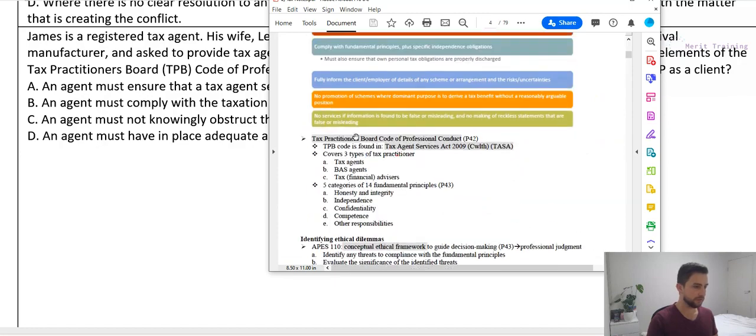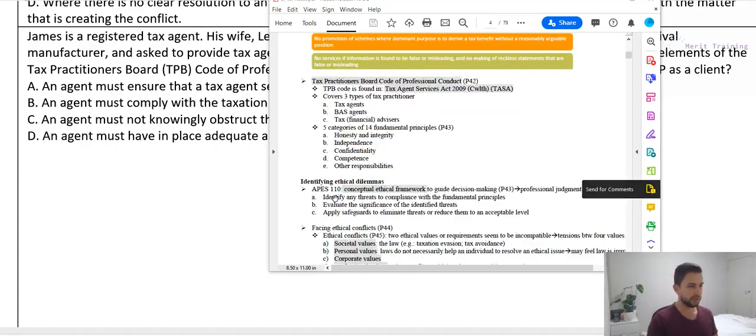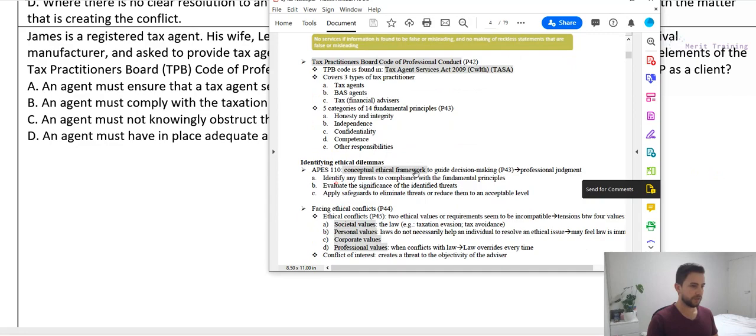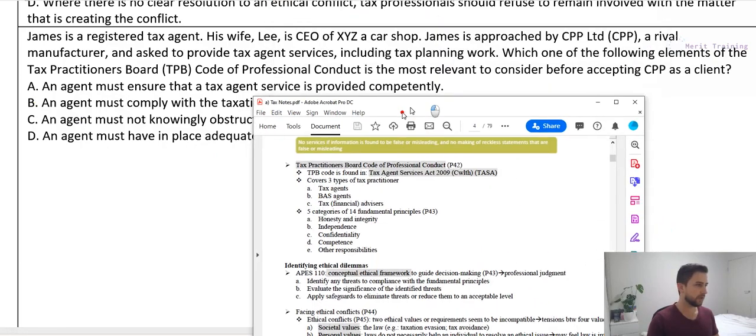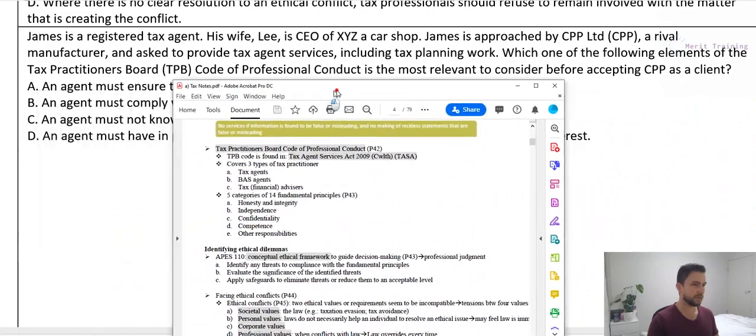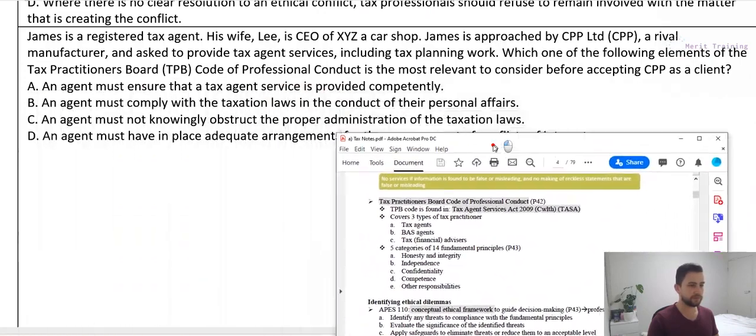Okay, cool. So here, TPB covers 3 types. Here are the 5 categories of 14 fundamentals. So honesty, integrity, independence, confidentiality, competence, and other responsibilities. And on top of that, there must be a process in place to identify threats to compliance, evaluate significance of the threats, and apply safeguards to eliminate threats. So if we go back through here and we just compare some of these, so A is most relevant to consider before accepting CPP as a client.